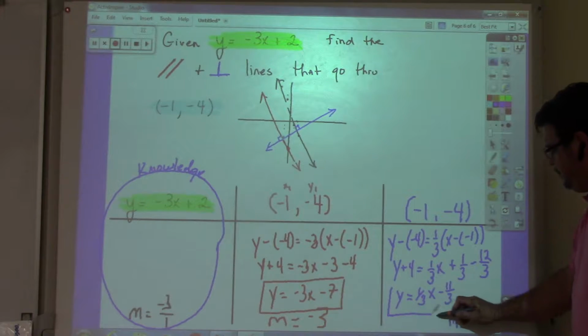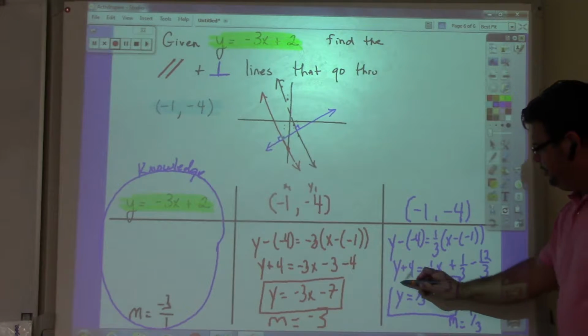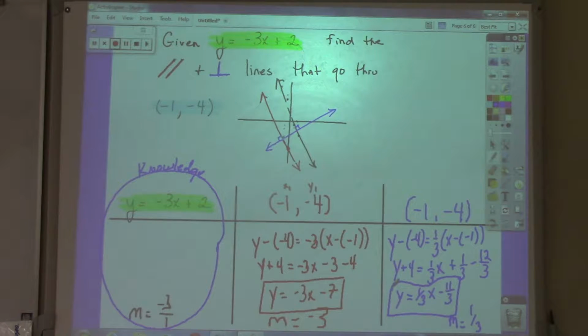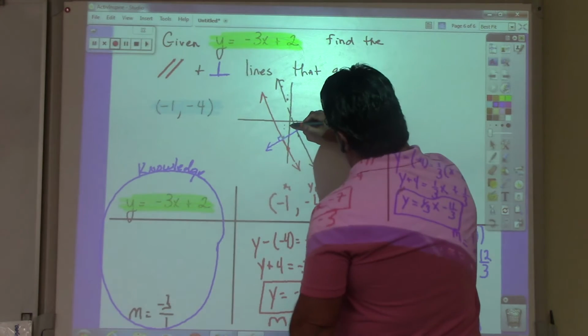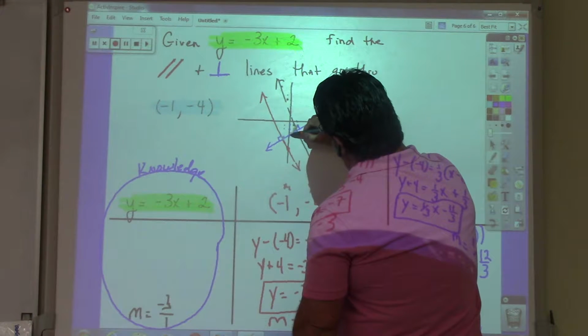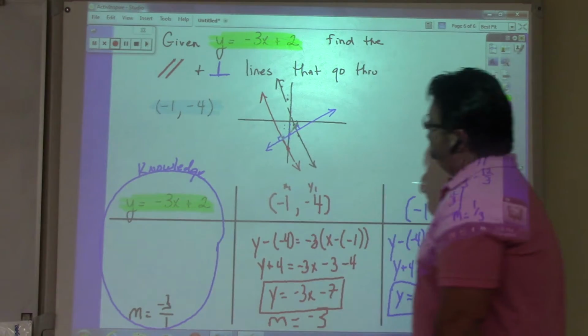And your equation for your blue line is 1/3 x minus 11/3. Well, that's 3 and 1/3, negative 3 and 1/3. 1, 2, 3, and that's 4 right there, 1/3. Yeah, pretty close.